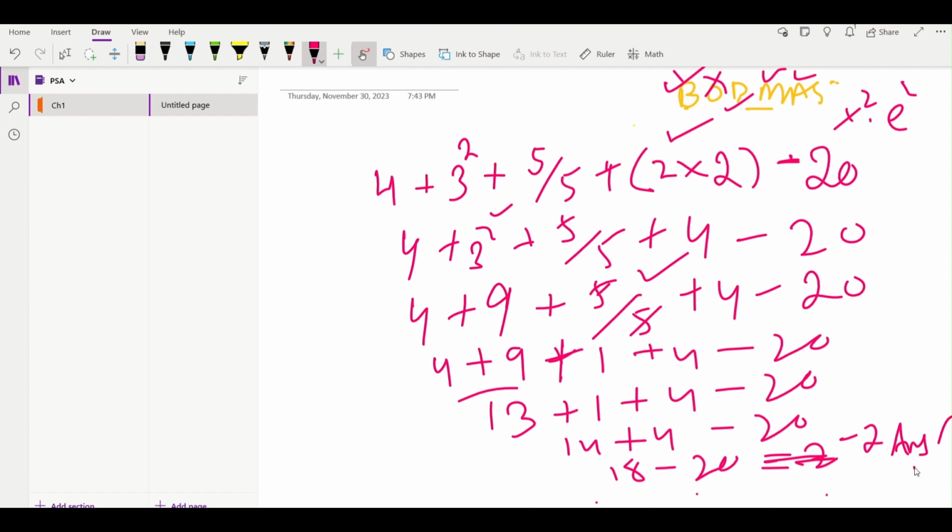So you have to do this according to the BODMAS or PEMDAS rule. Then you will never make a mistake.